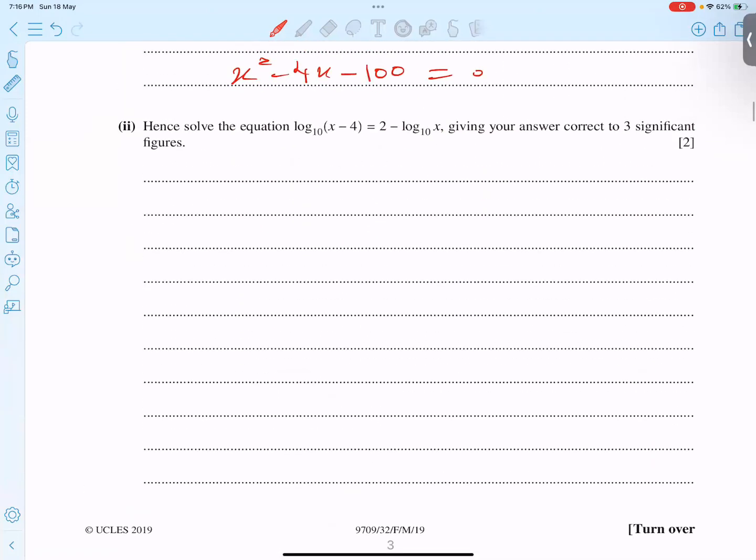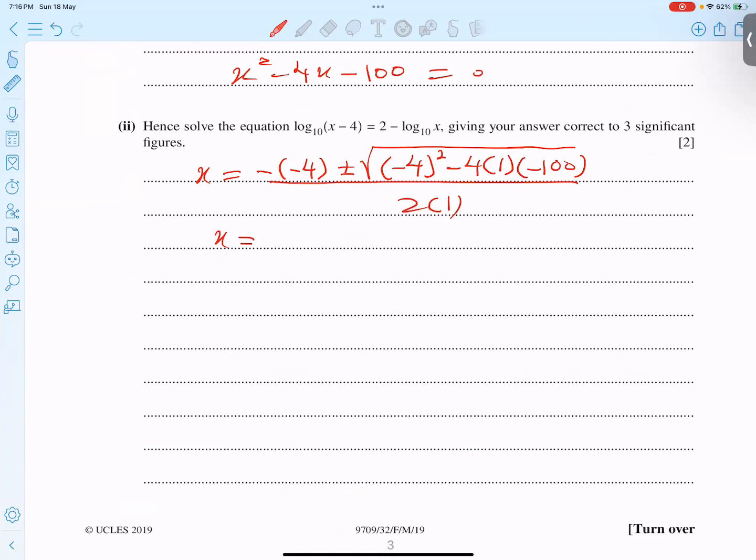So part number two, we can apply the quadratic formula: negative b plus and minus the square root of b squared minus 4a into c, divided by 2a. After this, I will apply the quadratic formula, and let's see what answer comes. So a is 1, b is minus 4, and c is minus 100. I show this working minimum, and then I write the answer.